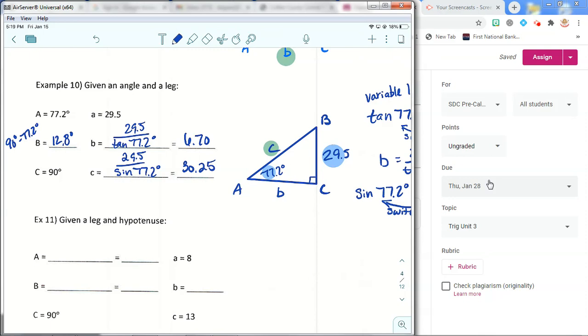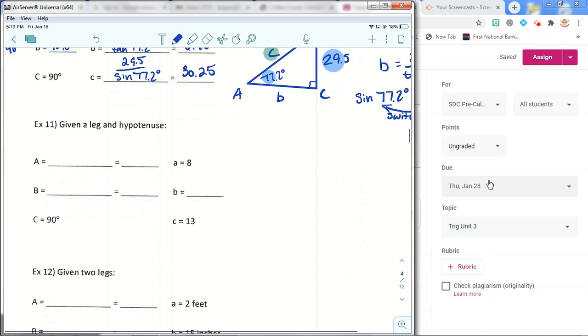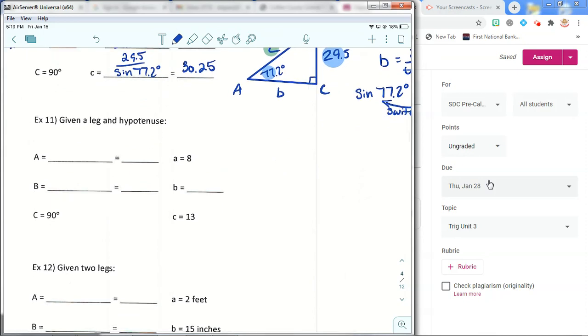All right, on 11 and 12, we are not given an angle except for the 90-degree angle. And so these are going to be a little different. We're still going to use trig ratios, but slightly different because we're going to be looking for an angle using trigonometry.